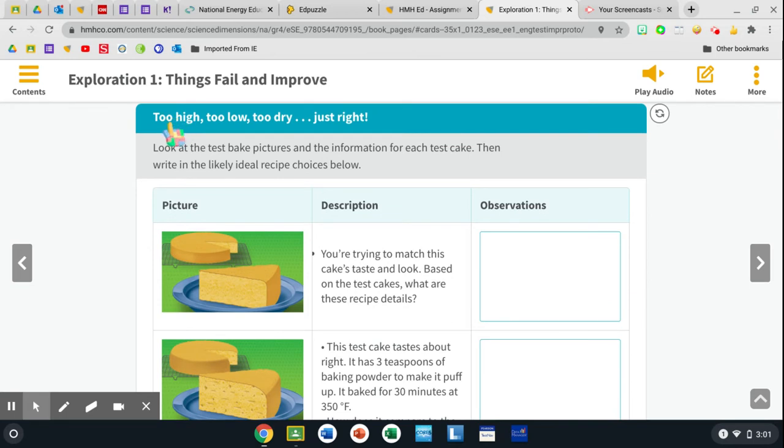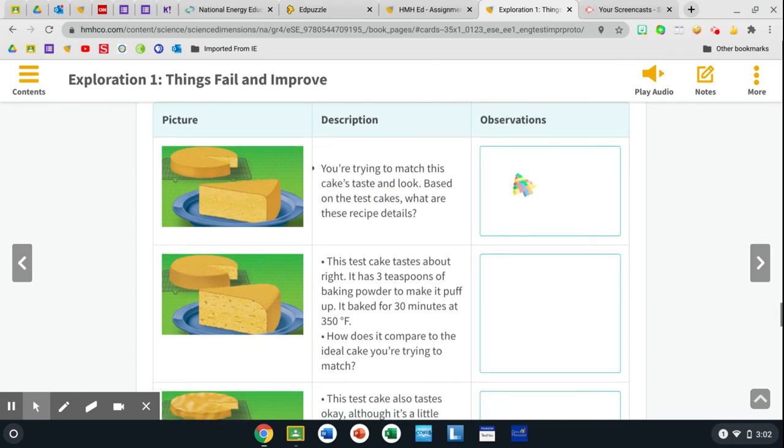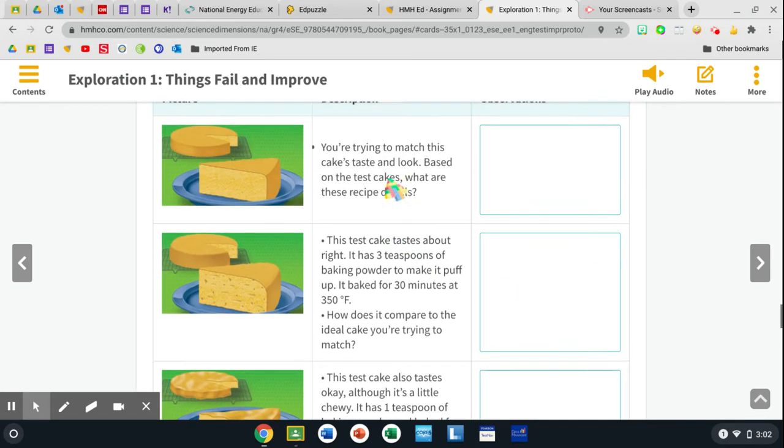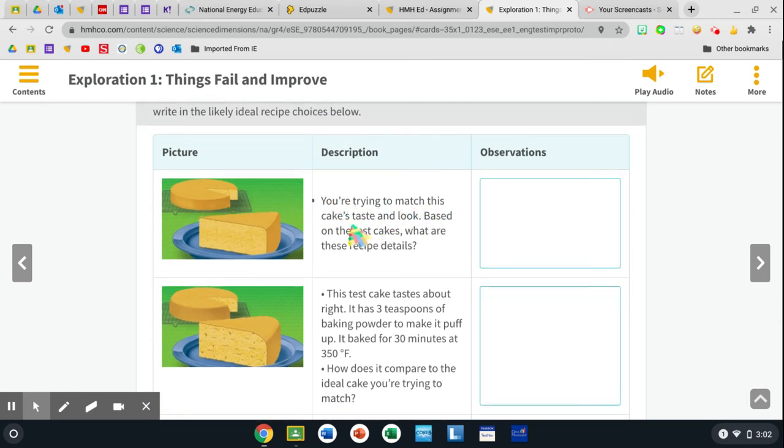So here we go. This is called Too High, Too Low, Too Dry, Just Right. It's like Goldilocks and the Three Bears. Let's look at the test bake pictures and the information for each test cake. Then write in the likely ideal recipe choices below. So let's see. We have a picture, a description, and then we have an observation. All right. So it gives us the question. You're trying to match this cake's taste and look. Based on the test cakes, what are these recipe details?